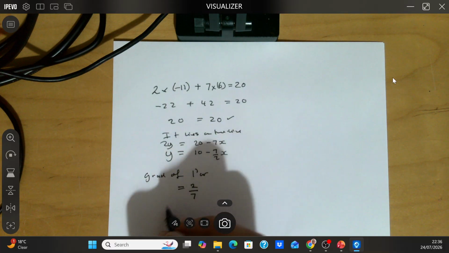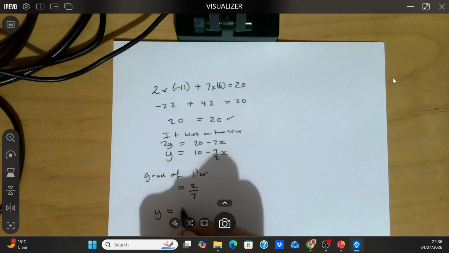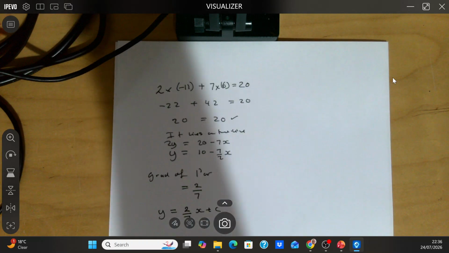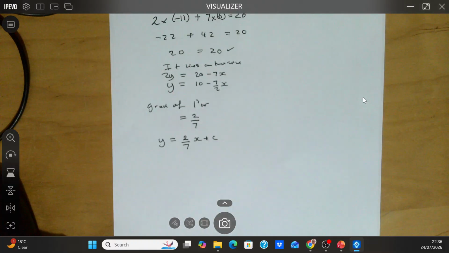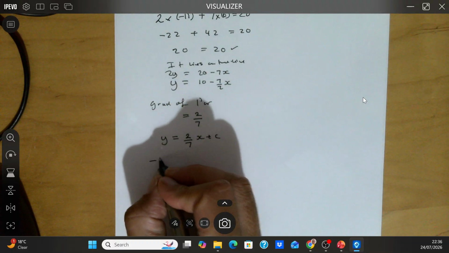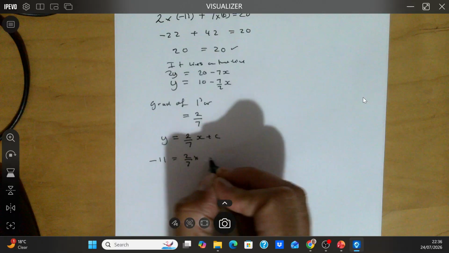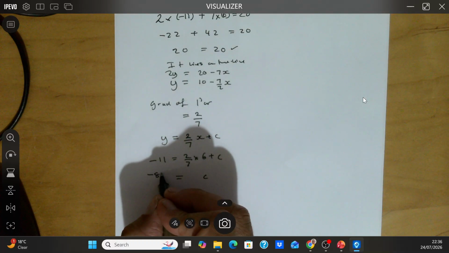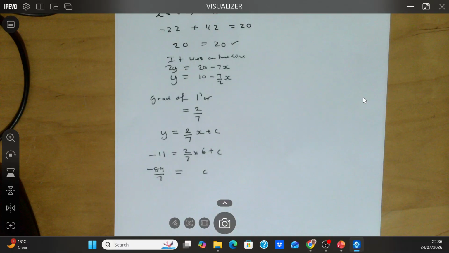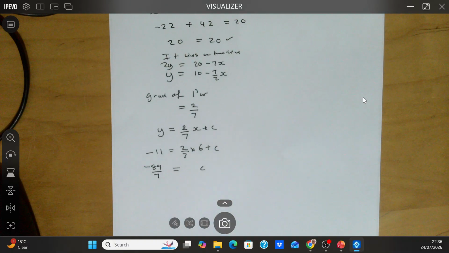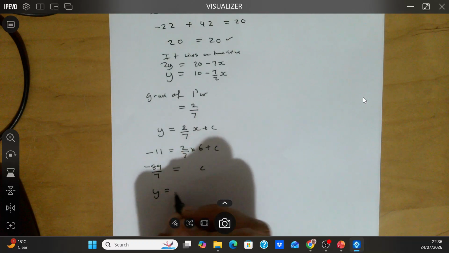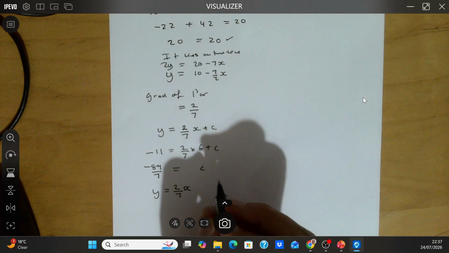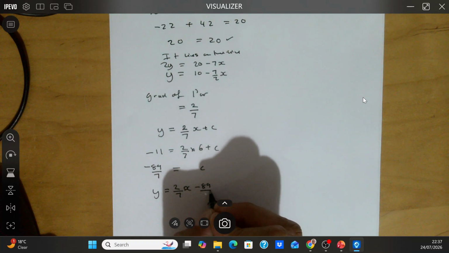So the equation of the perpendicular line that goes through it is going to be y equals 2 over 7 x plus c. We've got our values to use. So minus 11 equals 2 over 7 times 6 plus c. So c gives us minus 89 over 7. That number worried me the first time I did it, but it is correct. So I know the line is y equals 2 over 7 x, take 89 over 7.